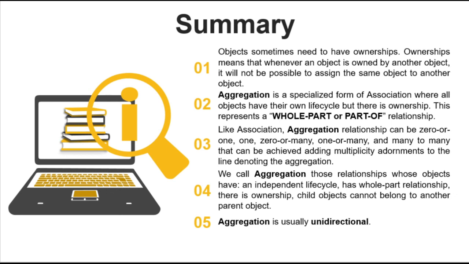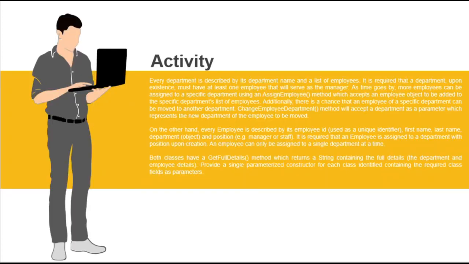Like association, an aggregation relationship can be 0 or 1, 1, 0 or many, 1 or many, and many to many. That can be achieved by adding multiplicity adornments to the line denoting the aggregation. We can call aggregation those relationships whose objects have an independent life cycle, have a whole-part relationship, there is ownership, and child objects cannot belong to another parent object. Aggregation is usually unidirectional.